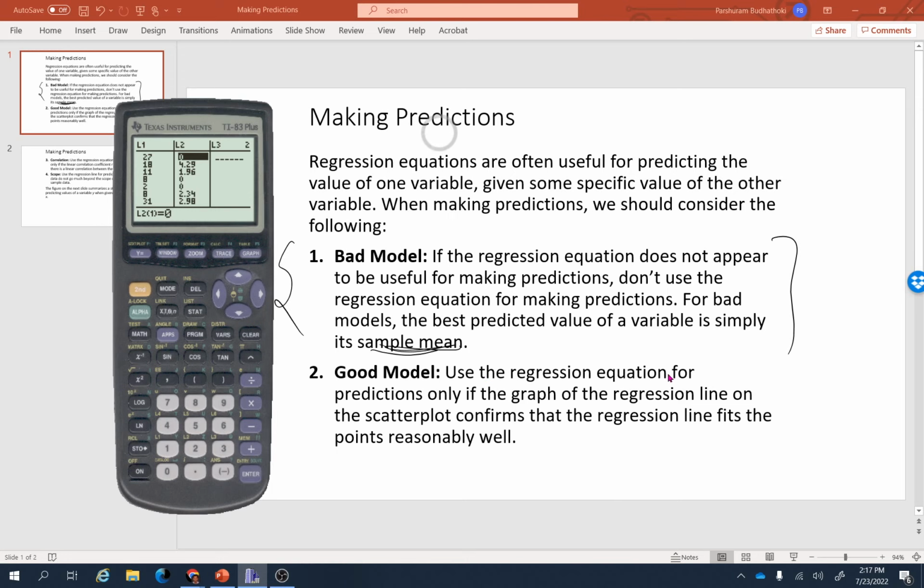Use the regression equation for the prediction only if the graph of the regression line and the scatter plot confirms that the regression line fits the points reasonably well. So let's plot this one first. There are other requirements as well, but let's start with this one. If this fails, then you don't have to check the second one or the third one. Okay, so to plot this graph, you can still use the graphing calculator.